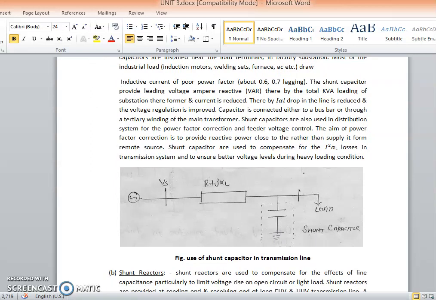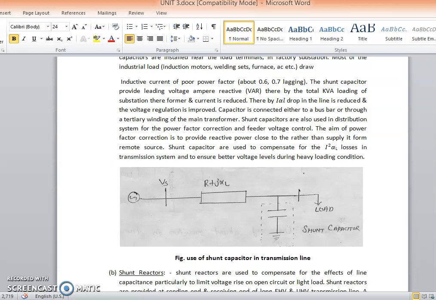This is the diagram of a shunt capacitor in a transmission line. The total kVA loading of the substation is therefore reduced, and the current is reduced. Thereby, the I²R drop of the line is reduced and the voltage regulation is improved. The capacitor is connected either to a bus bar or through a tertiary winding of the main transformer. Shunt capacitors are also used in distribution systems for power factor correction. But here we are discussing the transmission point of view, for voltage control or to maintain the voltage profile.